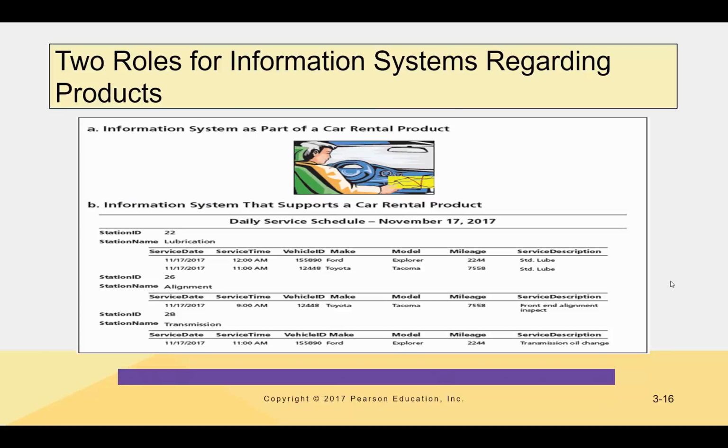Some more uses for this right now. Car rental products. You can get an idea of this. I rented a car a few weeks ago on a little trip, and everything was done. I had very little personal interaction with people. Everything was done with a scan. They scanned everything.